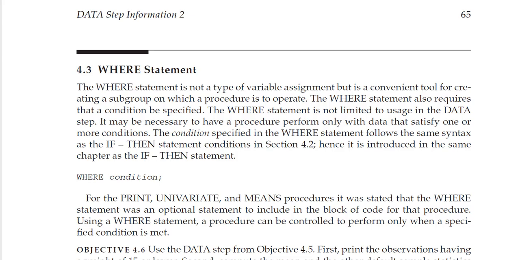Okay, the next statement is a where statement. Not really a data step statement, because we've seen in previous syntax for the univariate procedure and the means procedure, recall that there was an optional statement there. There was a by statement and also a where statement. Both of those are optional. By statements require that we sort the data. The where statement requires us to be able to specify this condition.